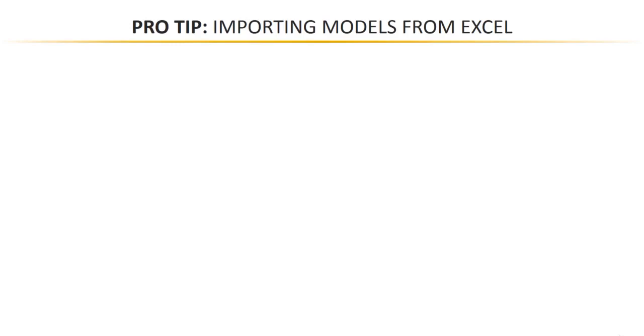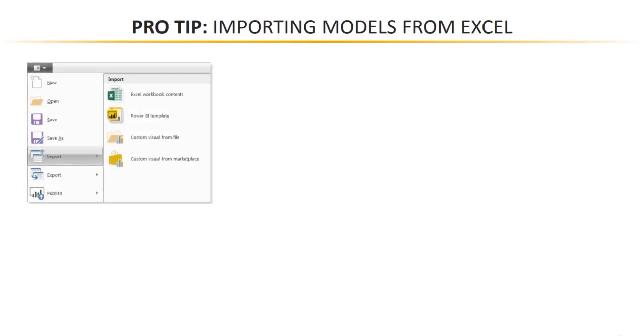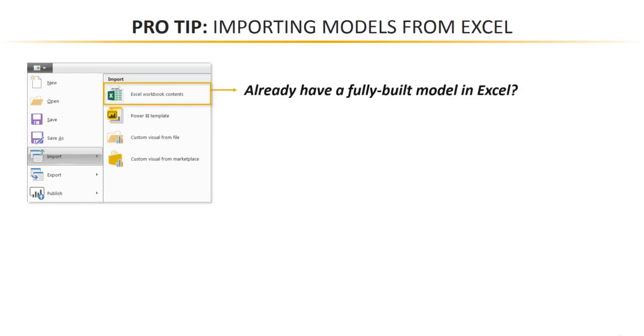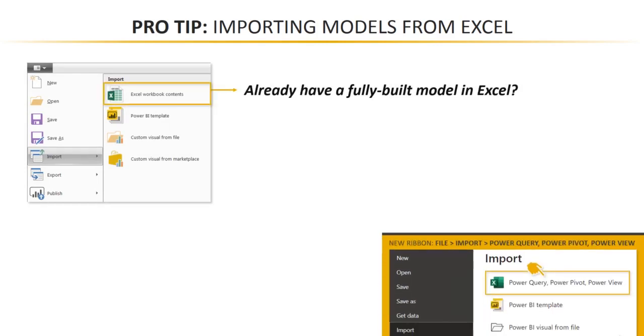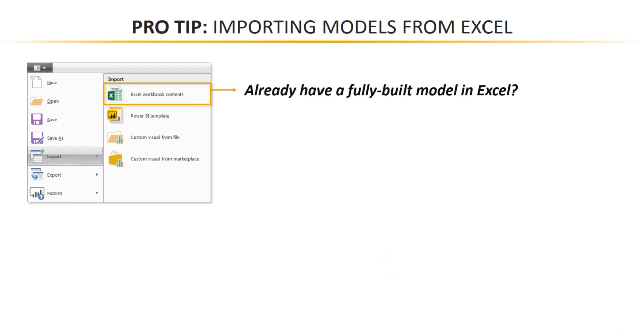All right, time to share one of my favorite pro tips, importing entire models directly from Excel. So in Power BI, we've got this import menu that we haven't really talked about with the option to import Excel workbook contents. And note, this is different from using the get data option and pointing to an Excel workbook. This is actually importing additional information about an entire model from Excel into Power BI.